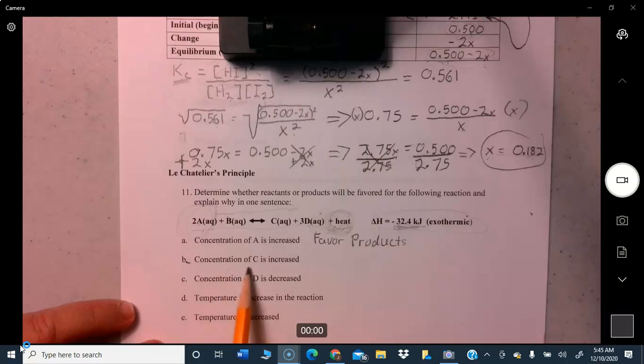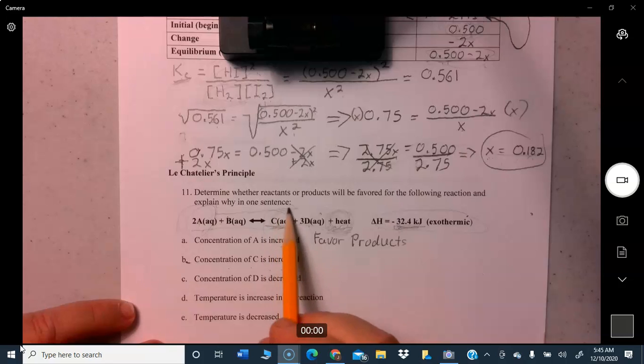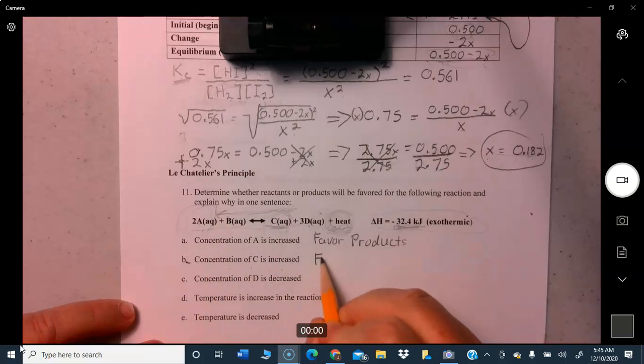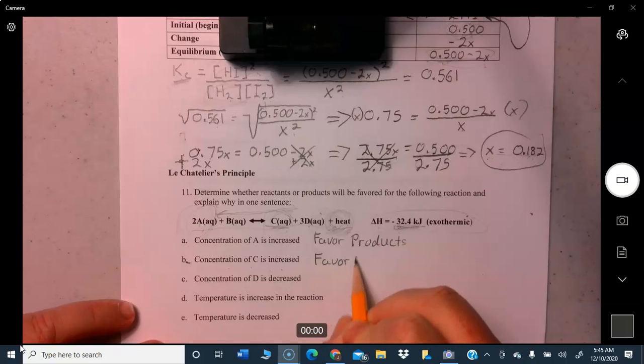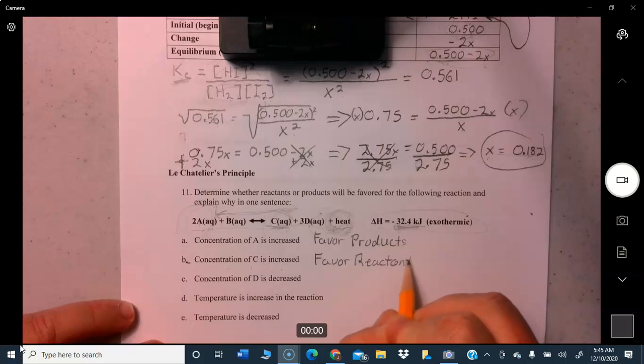How about concentration of C? You increase this. Okay, so everything's at equilibrium. All of a sudden you start cramming more of this into the vessel, the reaction vessel, than this reaction wants. It's going to start moving backwards. It's going to start moving to the left. That means it's going to favor reactants.